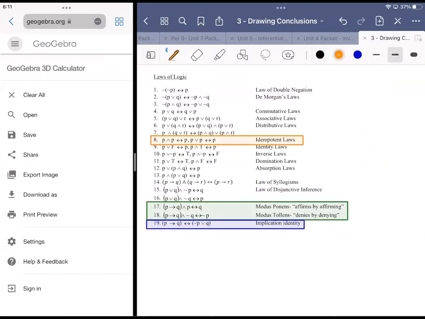Now, there's actually two other variations of the idempotent laws that I don't even have here. All right, so hold on. Let me elaborate on this a little bit. If you have P and Q, then P is true. If you have P and Q, then Q is true.